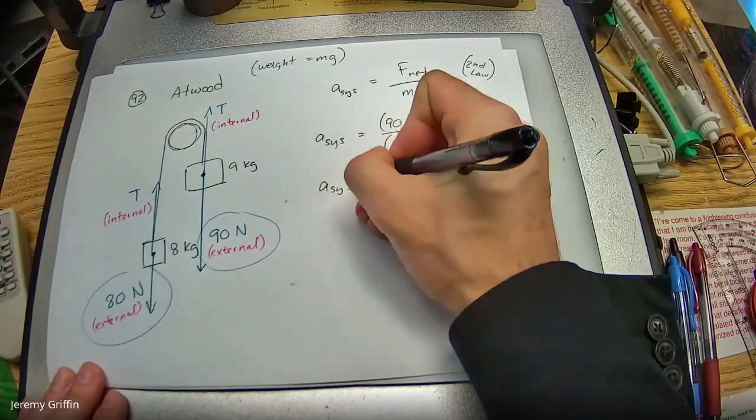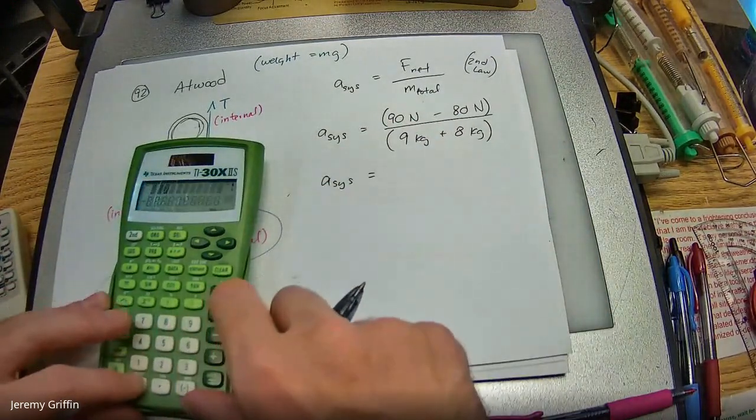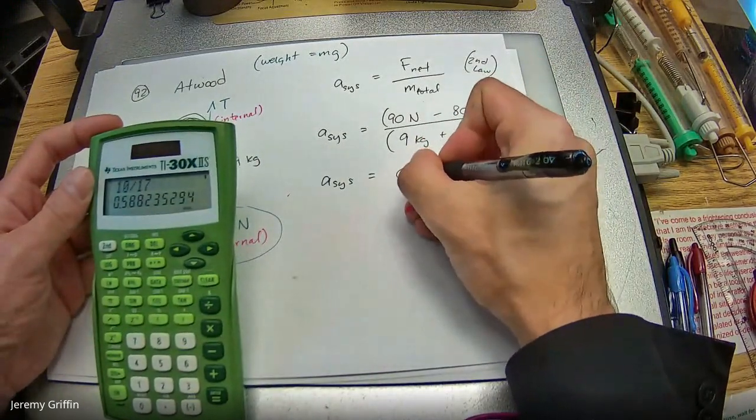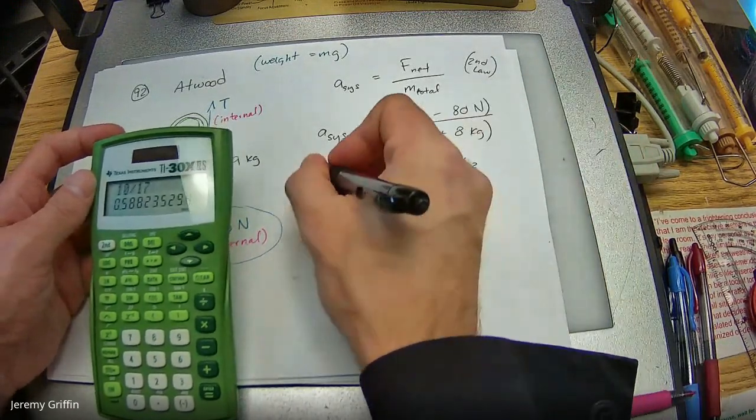Well, we pretty much got our answer to one of the questions. What is the acceleration of the system? I've got a net force of 10 newtons acting on 17 kilograms. That's going to be 0.59 meters per second squared.